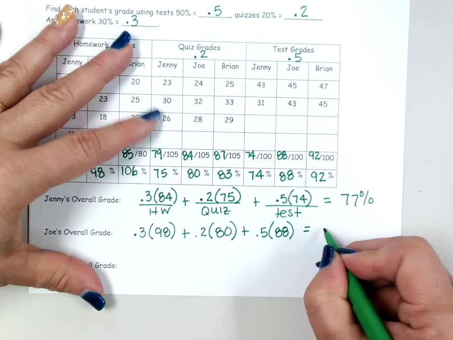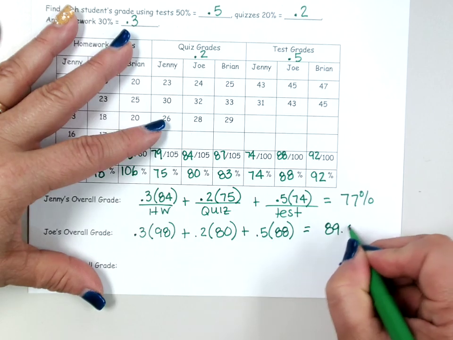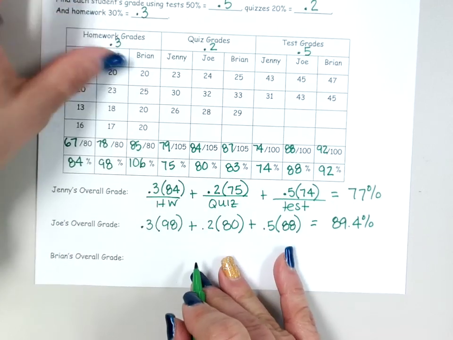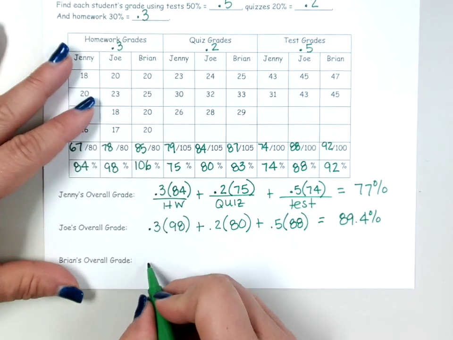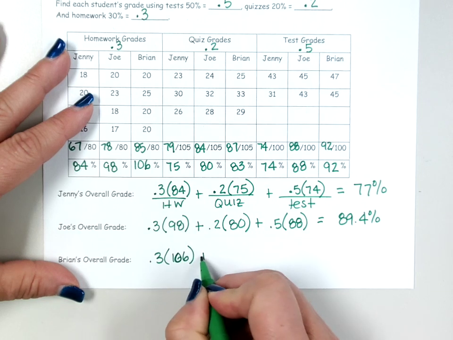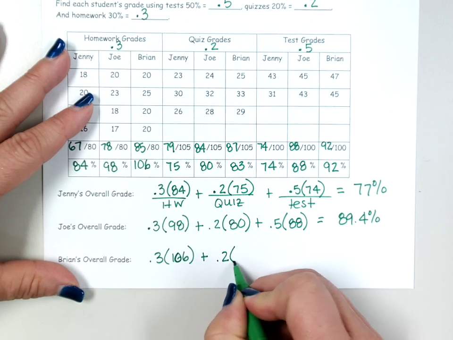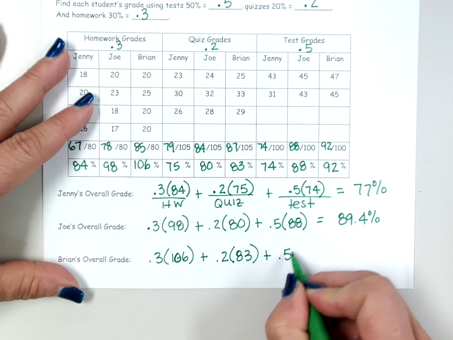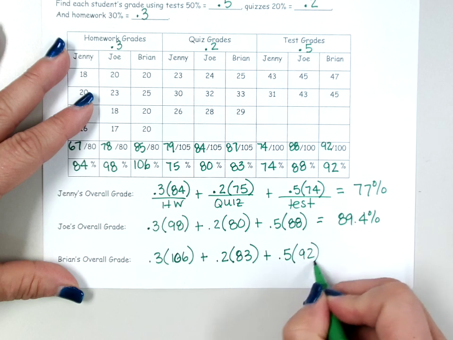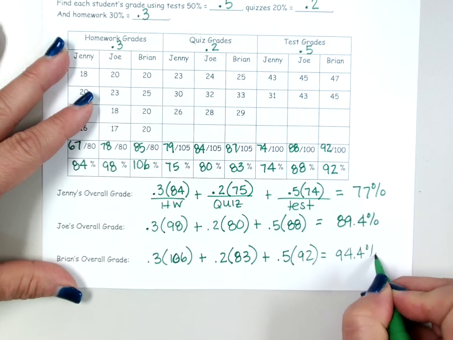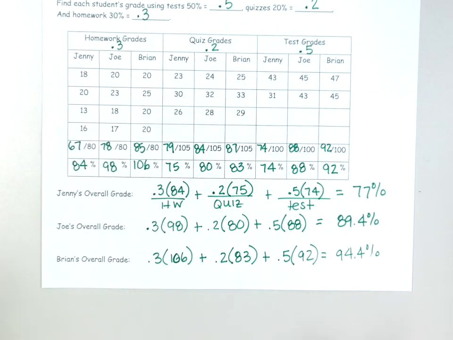Type all of that in. It comes out to 89.4%, which would be 89%. Brian's overall grade: 0.3 times the 106, plus the 0.2 times Brian's grade of 83% for quizzes, plus a weight of 0.5 times his 92 test grade. Type all of that in, it comes out to 94.4%. All right, let's look at the homework.